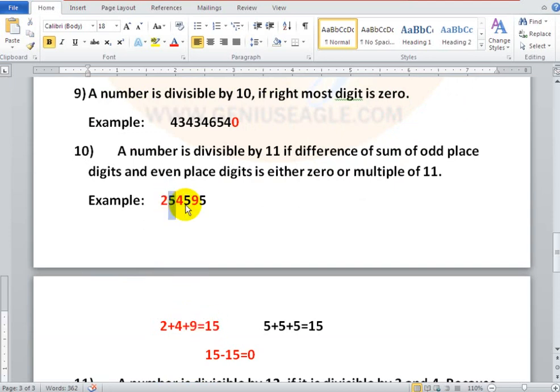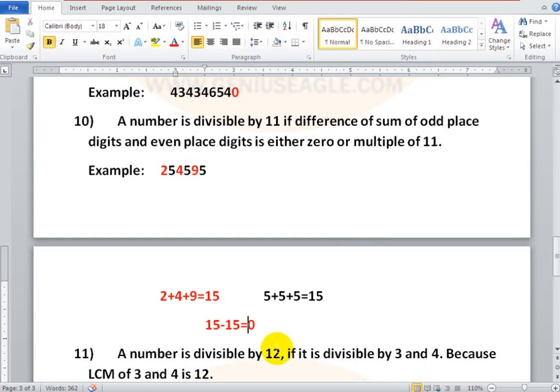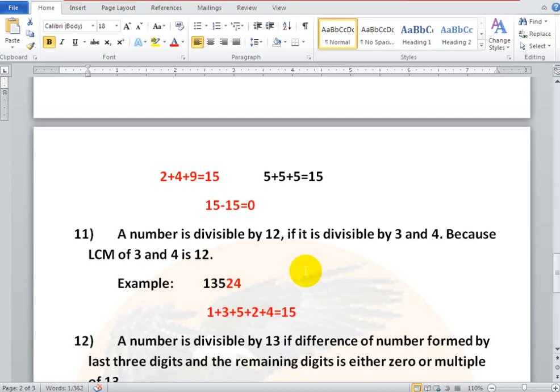And the even place digits are 5, 5, 5, this 5 and this 5. When you get the sum of these 5s, you will notice that the sum will be equal to 15. Now 15 minus 15 is equal to 0, and I already told you the answer should be either a multiple of 11 or 0, then the number would be divisible by 11. So this complete number is divisible by 11.